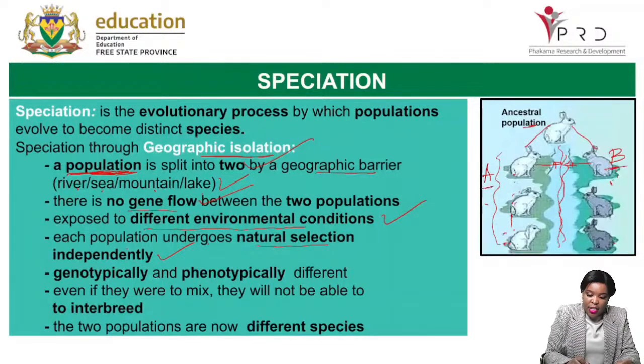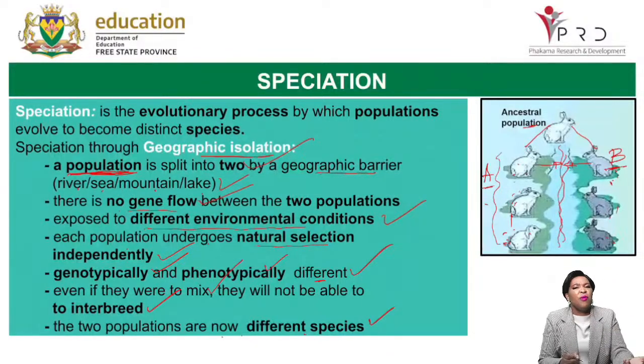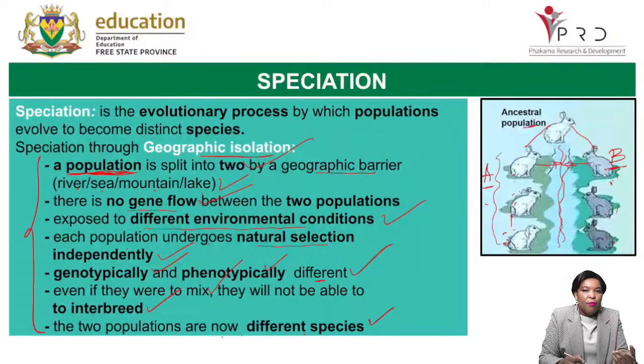Therefore, genotypically and phenotypically, these organisms are going to be different because they underwent natural selection independently. Therefore, if they were to mix again, they will not be able to interbreed. You get a mark for that. Why? Because now they are different genotypically and phenotypically. Then the two populations are now different species. So that is how you form new species. Please, people, follow the logic. Make the story make sense to you.